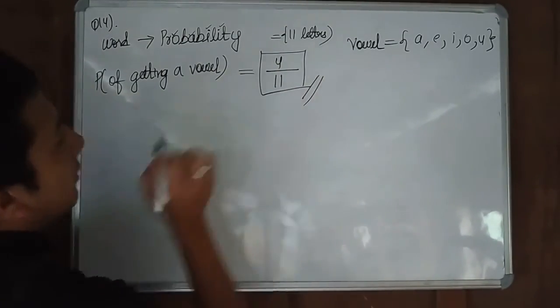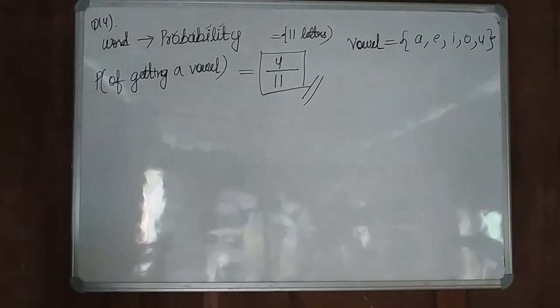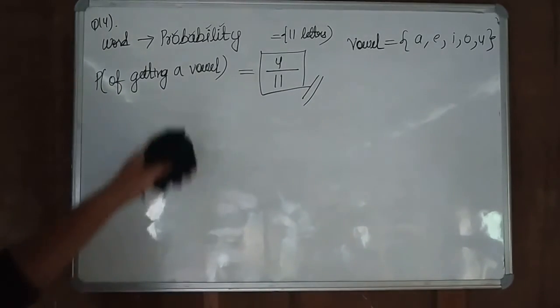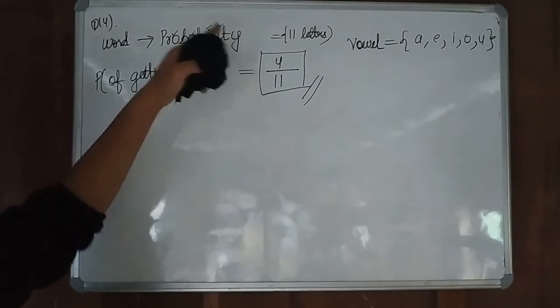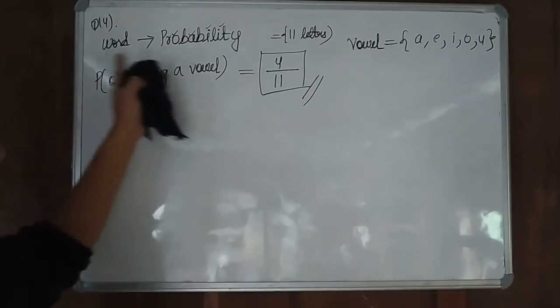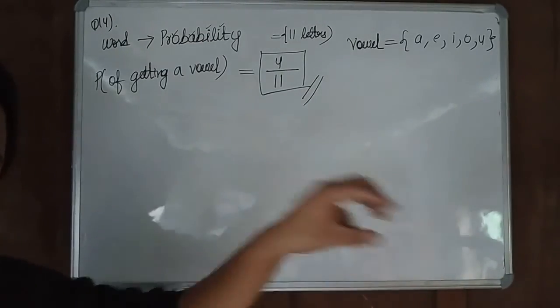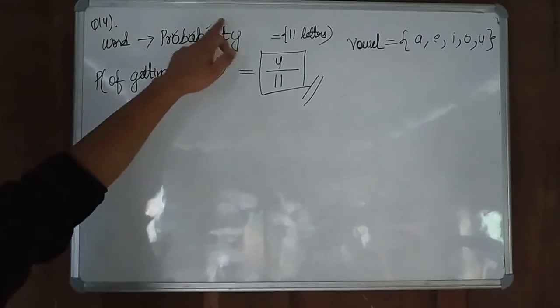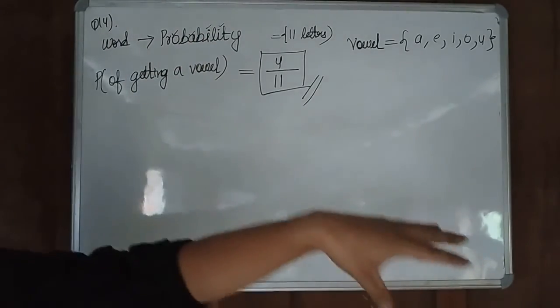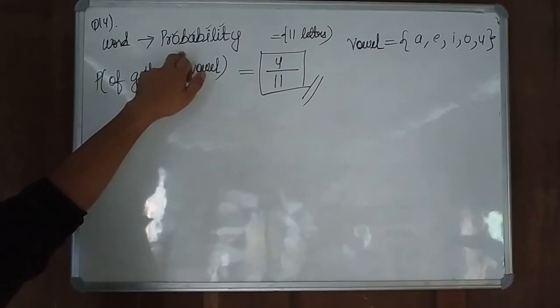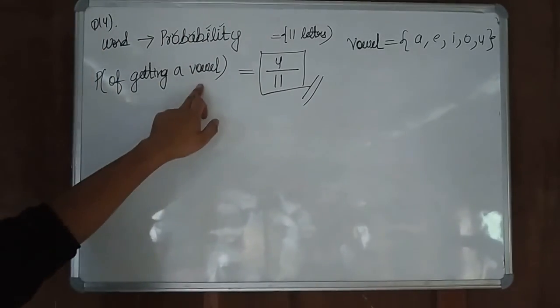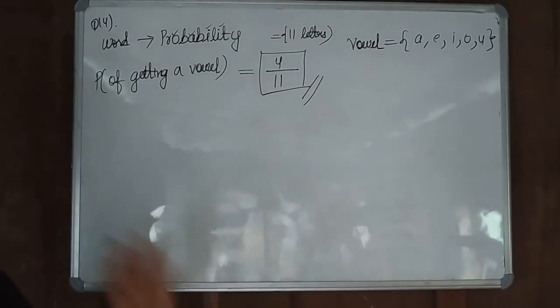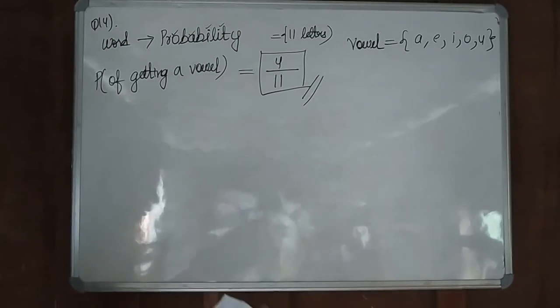Simple calculation, very easy, because O, A, I are the only vowels in the word probability. So whenever I select any letter from this word probability, the probability of getting a vowel will be 4 by 11. Okay, so the last question here I want to give you as homework.